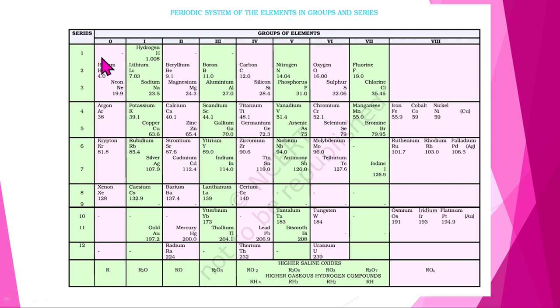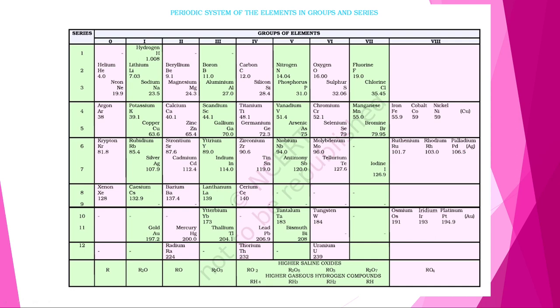You can see A group, which is written on the left hand side, and B group on the right hand side. Then in the 8th group, there are a total of 9 elements and they were written in 3 separate rows. So, those elements which are kept in one group show similar properties. But do you know what are the advantages or merits of Mendeleev's periodic table?